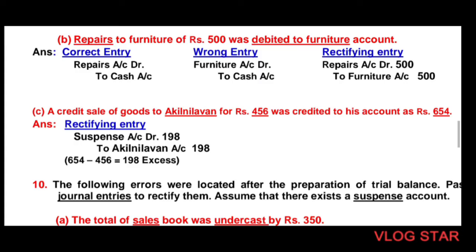If it is written in the debit side, you have to write in debit side. If it is written in the credit side, you have to write in the credit side. Now repairs account is debit side. So in rectifying entry, you have to write repairs account debit. In the wrong entry, furniture account is debit. To rectify furniture account, we have to write in the opposite credit side. So see the rectifying entry, to furniture account, 500. So what is the rectifying entry? Repairs account debit to furniture account, 500. Understand?